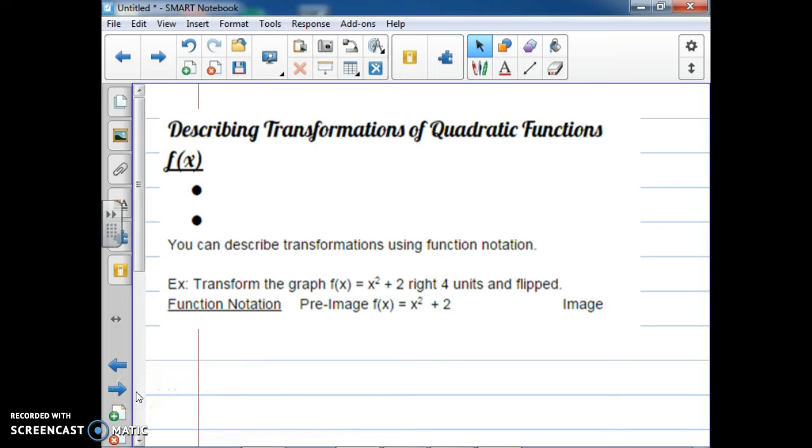Alright, so here's our second video. This is to help you with the worksheet that I gave you today in class, describing transformations of quadratic functions. The first two things are the same thing you wrote on your notes. That f of x is the same as y. Okay, it's just a name. And it is your pre-image.